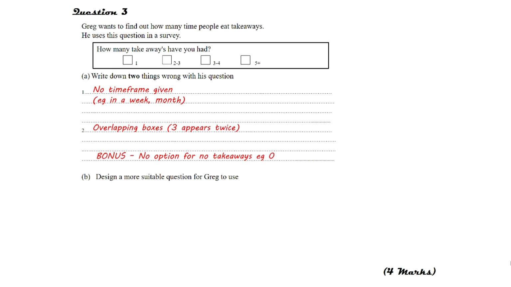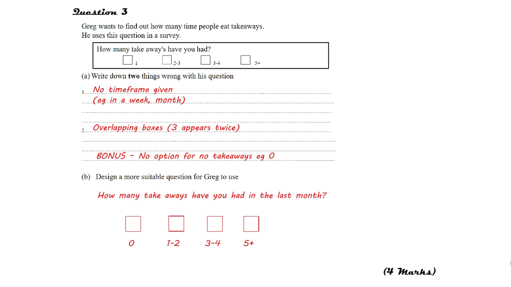Make sure you've got a time frame. I would include at least 4 response boxes. You don't need to do too many, but 4 is a good number for this. Make sure you include all of the possible options, and the ones that you're likely to forget are 0 and your 5 plus, 6 plus, 7 plus, the one at the other end of your scale, and make sure that you have no overlaps. So my question looks like this, and I think that's pretty good.